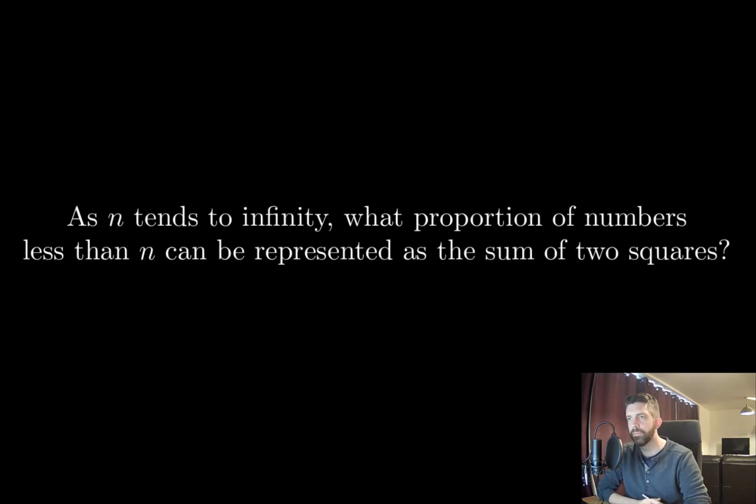This problem was submitted to me by a viewer. Some numbers could be represented as a sum of two squares, some are not. For example, 5 is equal to 4 plus 1, 13 is equal to 9 plus 4, and 4 is equal to 4 plus 0. But 3, 6, and 7, and others, cannot be represented as the sum of two squares. What is the ratio of the numbers from 1 to n that can be represented as a sum of two squares as n tends to infinity?